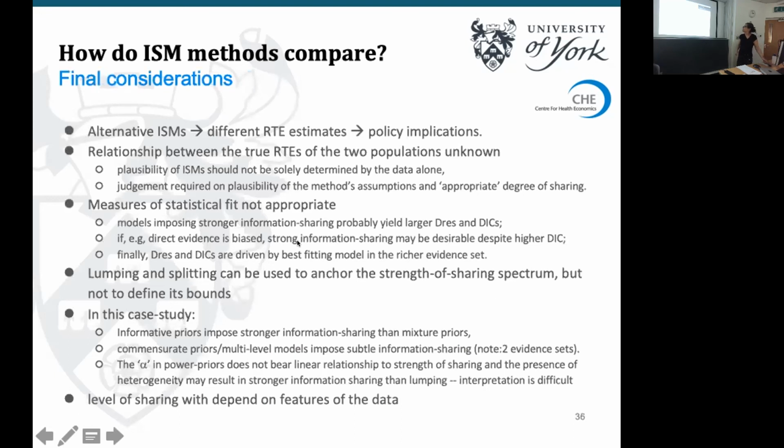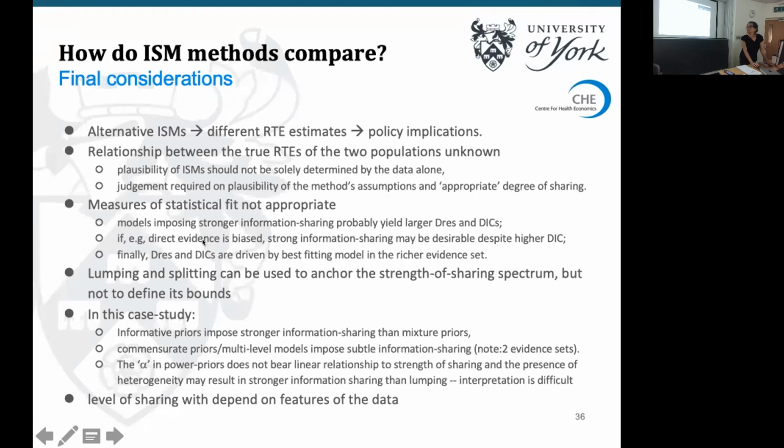So how do methods compare? We've seen that alternative information sharing methods return different relative treatment effect estimates, and they have important policy implications. The relationship between the true relative treatment effects is unknown, but the plausibility of sharing information shouldn't be determined by the data alone. So there needs to be a judgment on the plausibility of the sharing. Measures of statistical fit are not appropriate, and I'm running short in time, so I'm going to skip some of this.